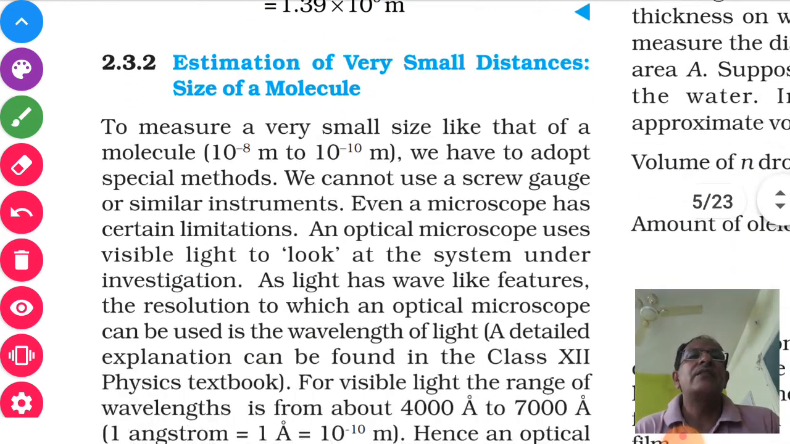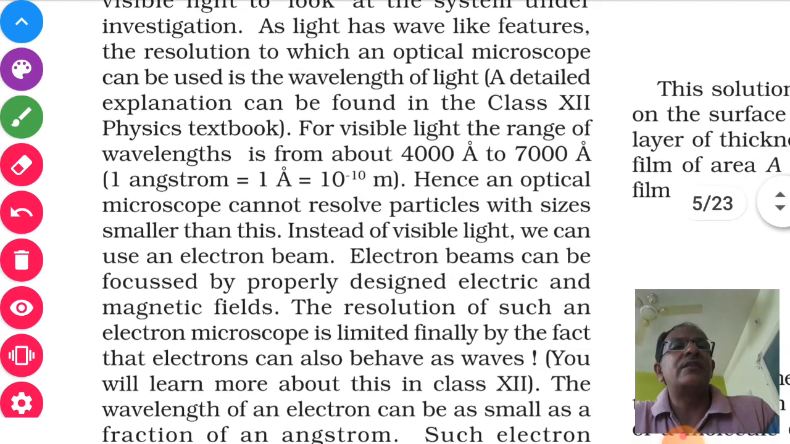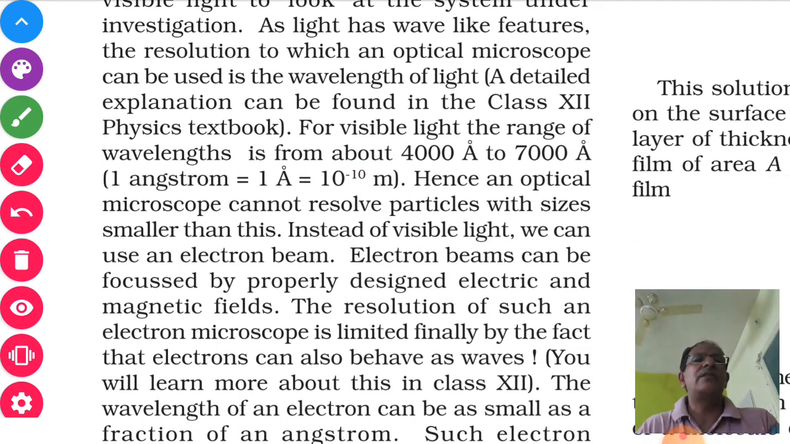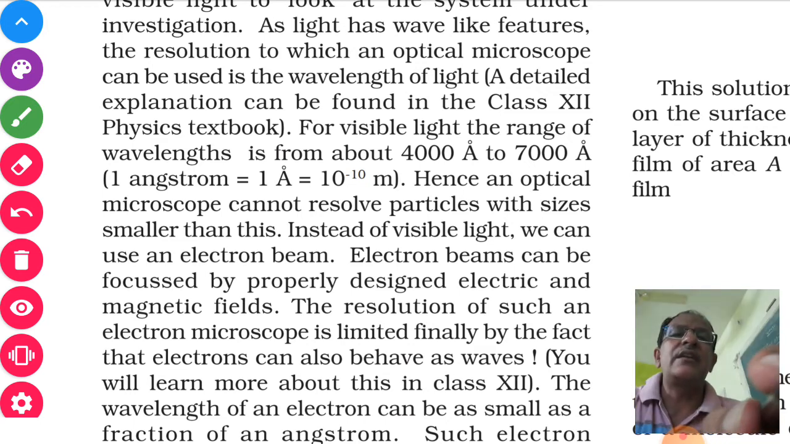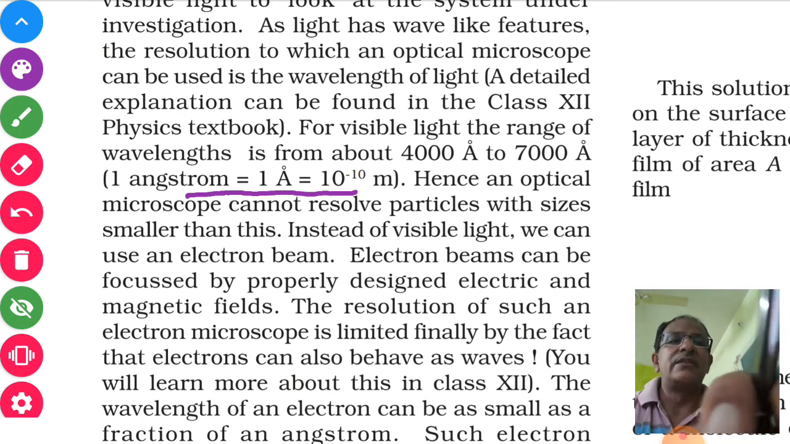Now there is an estimation of very small distance, or size of molecule. The whole process is narrated here. Distances from very small to very large we are measuring in physics. Very small distances have the unit angstrom, and 1 angstrom is 10 raised to minus 10 meter. You will study wherever we need this. Right now you just remember this much only.